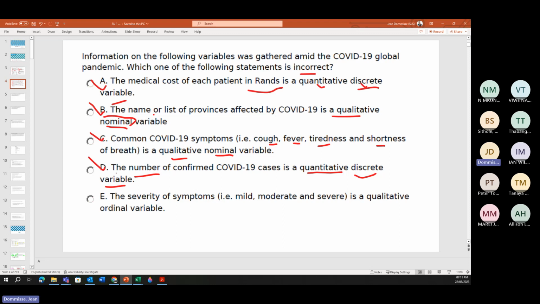Oh, why does it seem like everything is correct? So we might need to relook the numbers, but it feels like everything is correct. The severity of symptoms, okay, so mild, moderate, severe is qualitative. So yes, it is qualitative. Ordinal, because there's order in it. That one is also correct. Can all 5 of them be correct? Which one? Did I miss something here?